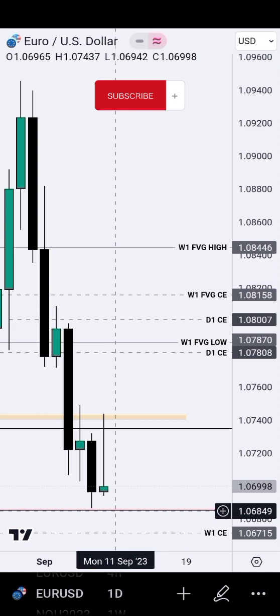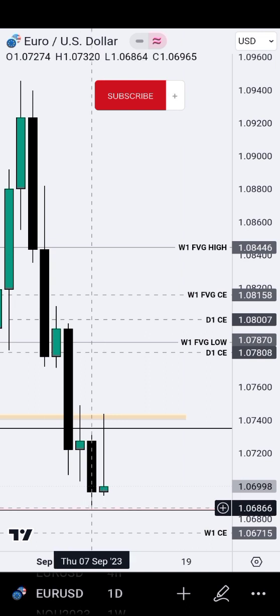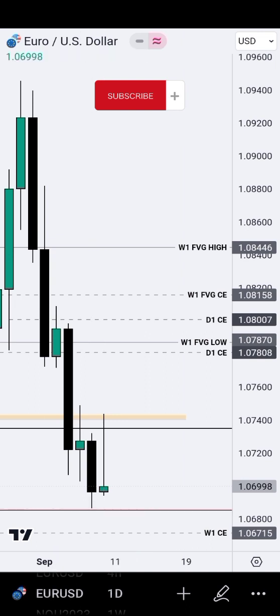We'll be looking for this sell-side, this low here. That's last Thursday's low. There's liquidity resting below that low here. That swing there, I want to see it trade through it.